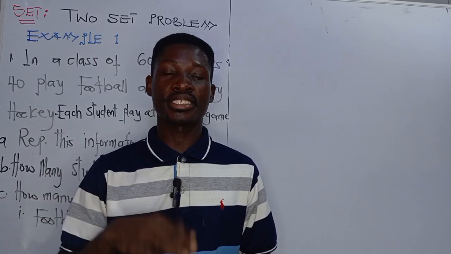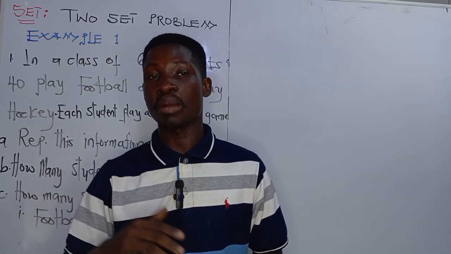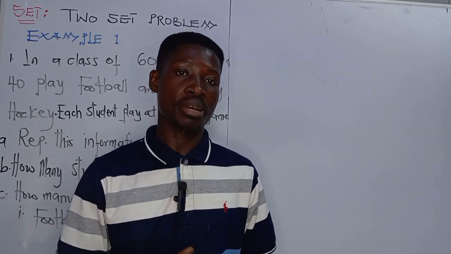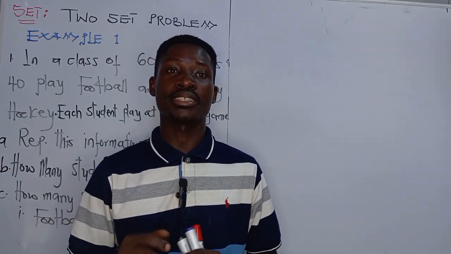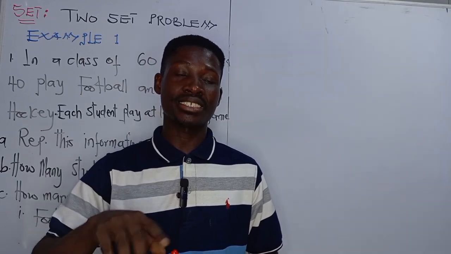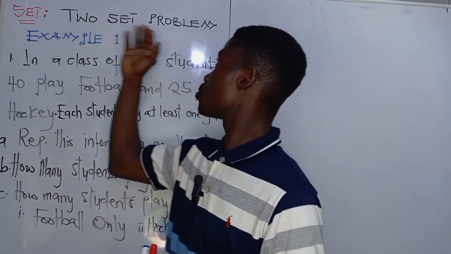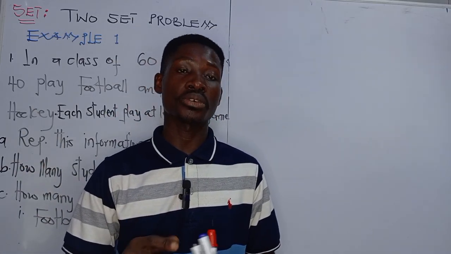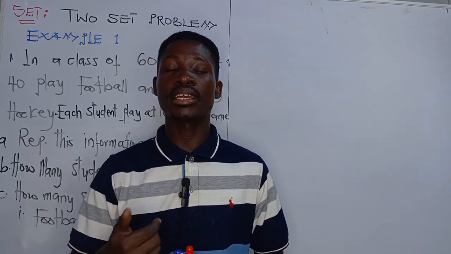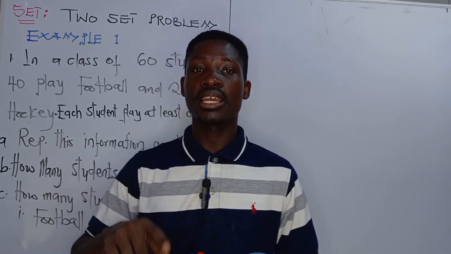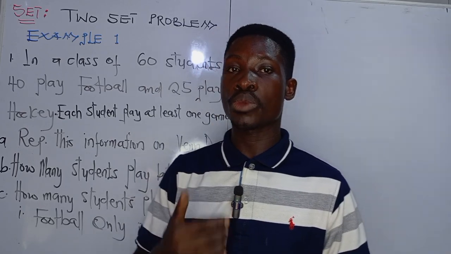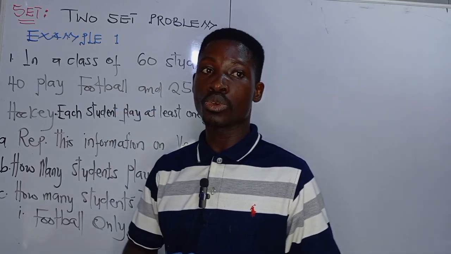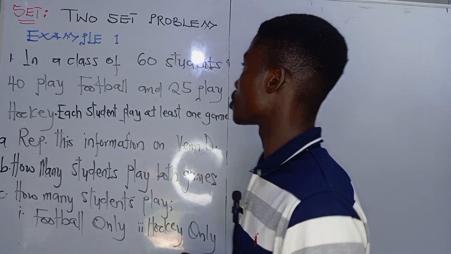Today's lesson is just a continuation of what we did in our previous lesson. Remember, in our previous lesson, we were able to identify and describe the regions in the Venn diagram in a two-set problem. And then we were able to establish the equations or the formula that is going to aid us in solving questions in two-set problem. So we have our first example. Let's go through it and then see how best we can solve it.